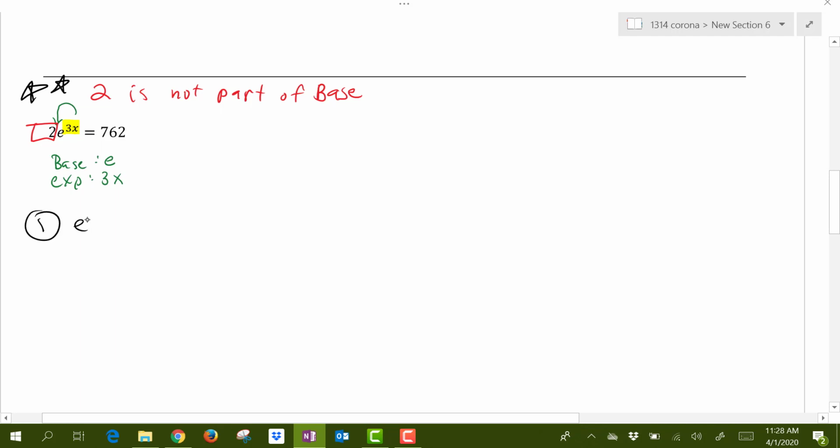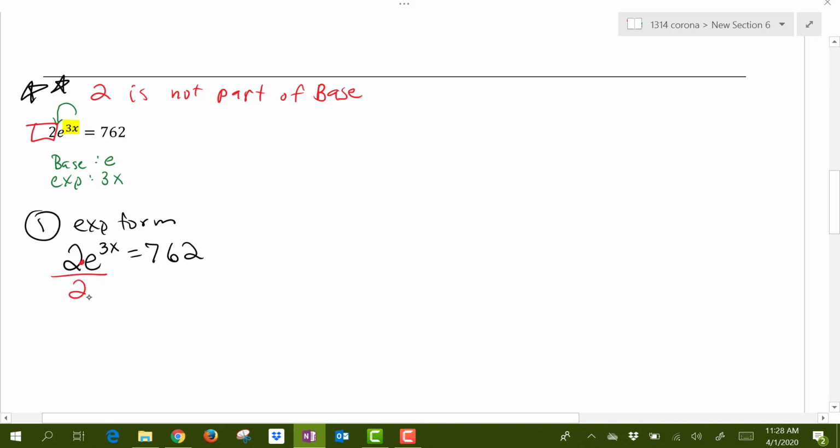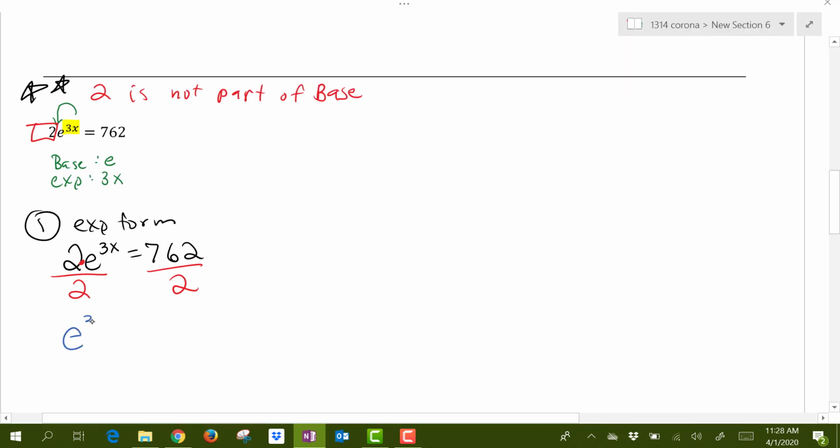So the first step is to get this in exponential form. You need to get rid of the 2. How is the 2 connected to the e? The 2 is connected to the e by multiplication. So we're going to divide both sides by 2. Any time that you see e in the problem, you need to get anything that's in front of e or beside e to go away. Let's actually do this division here. 762 divided by 2 is actually 381. So let's go ahead and write that as 381.